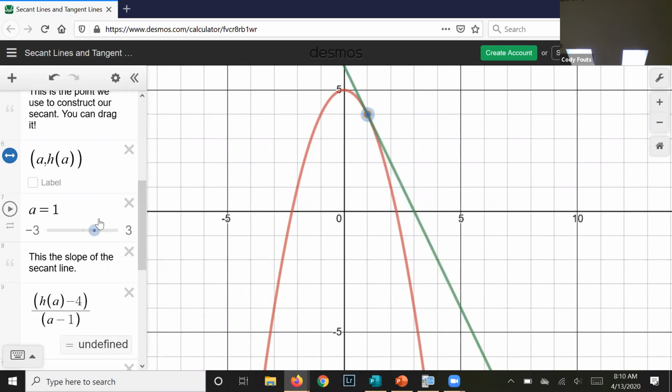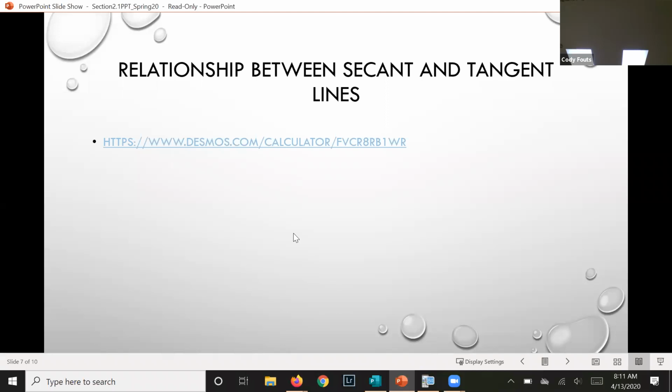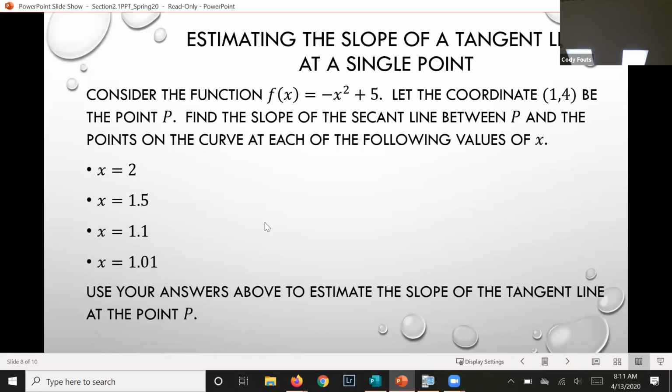And the reason this idea is helpful for us is because, like I said earlier, we're often interested in finding the slopes of tangent lines, and secant lines are one thing that can help us to estimate the slope of a tangent line. Okay, so let's look at how that might work.